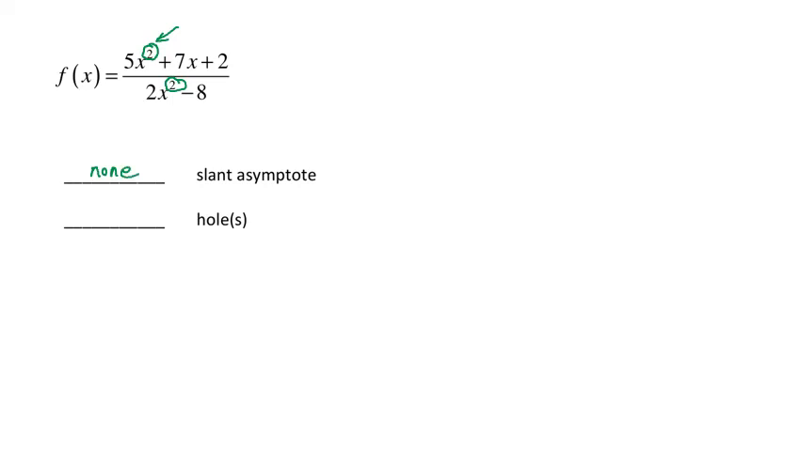In terms of our holes, we already stated that if we factored the numerator, it would be x plus 1 and 5x plus 2. The denominator would be 2 times x minus 2 times x plus 2. There are no factors that cancel out, so there are no holes.